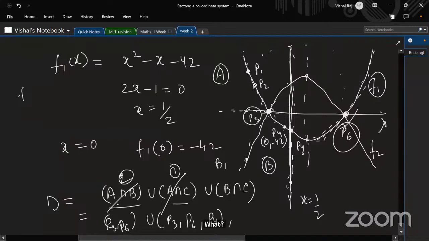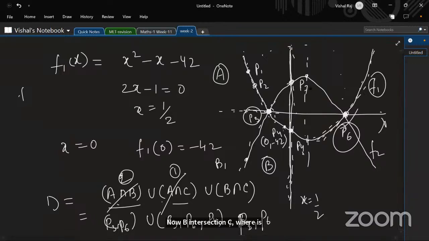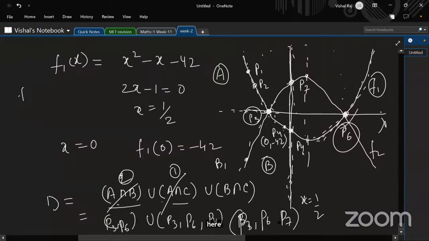Now B intersection C. Where is B intersection C? B is here: P3, P6, and P5, let's say. And C is where? So P3, P6, and one more. P6 is already there. P5. This point you can take as P7. So P7. Correct? Yes, sir. Any doubt? No, sir.